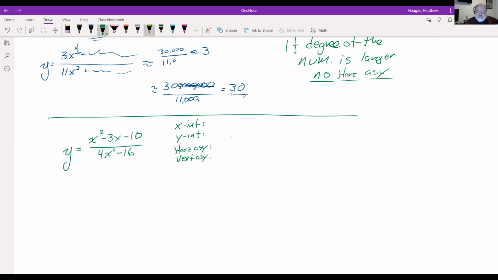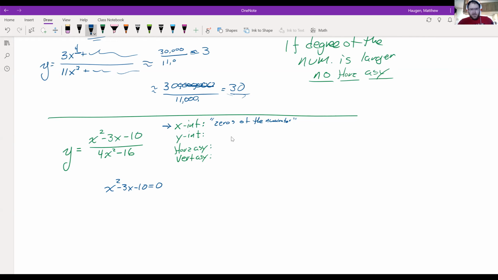Crystal, which one of those do you want to start with? I mean, might as well just start at the top. All right. So Crystal, what causes our x-intercepts? What do we look for? Our x-intercepts are the zeros of the numerator, the x squared minus 3x minus 10. Yes, that's what you said. And what would we do with it? We'd set it equal to 0 and solve.